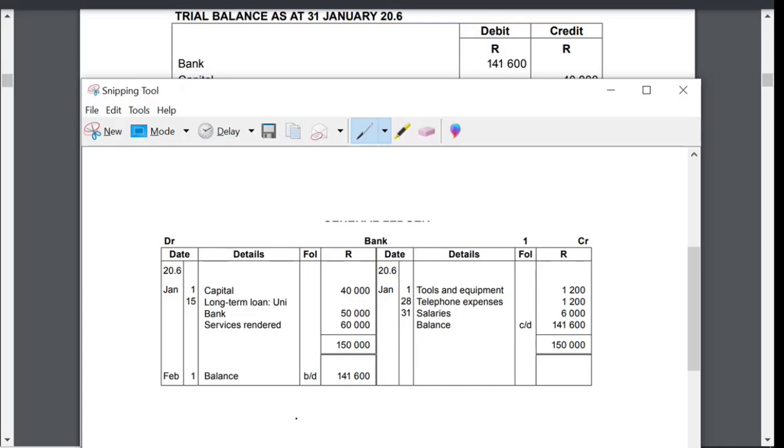So for the end of the month, there was 150,000 that came in. Can you see 150,000 came in? And then tools and equipment was bought for 1,200. Telephone expense was paid for 1,200. And salaries was paid for 6,000. Then the balance at the end of the month was 141,600.